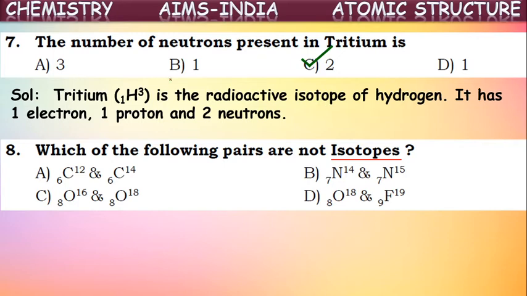See here, carbon, carbon, both have the same atomic number. Mass number 12 is given for the first one, for the second one it is 14. So these two have the same atomic number but different mass numbers. So we can call these isotopes, isn't it?